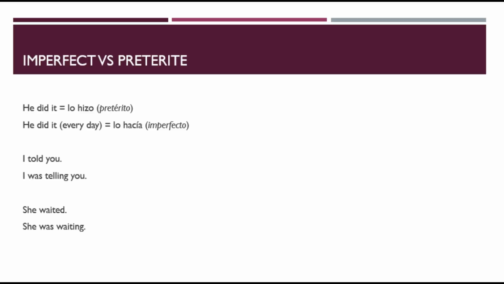He did it: lo hizo. He did it every day: lo hacía. I told you: te dije. I was telling you: te decía. You see how it's different. Te dije means I got done talking to you. Te decía means I was saying. Maybe you didn't get what you wanted to say completely out. She waited would be esperó, simple past tense. But she was waiting would be esperaba.